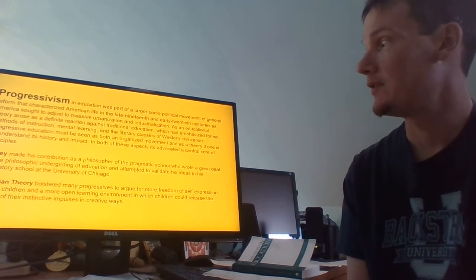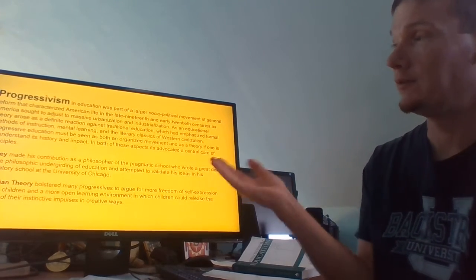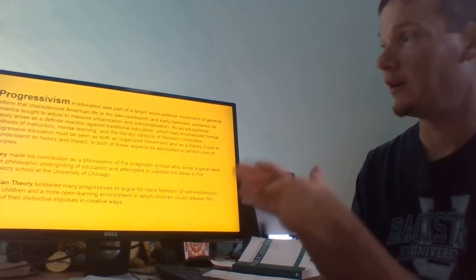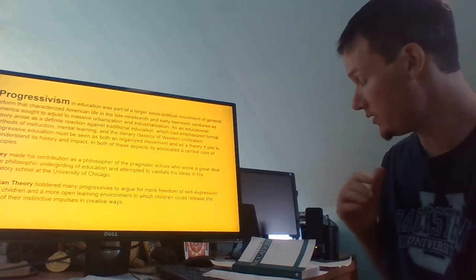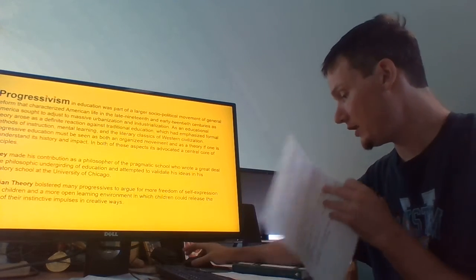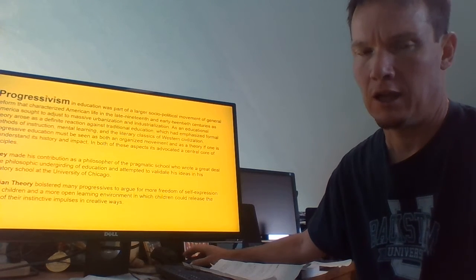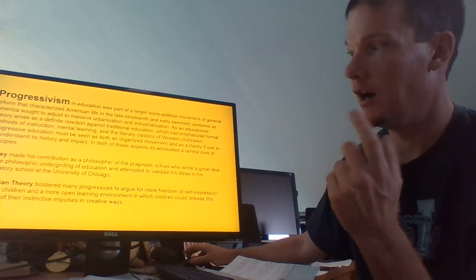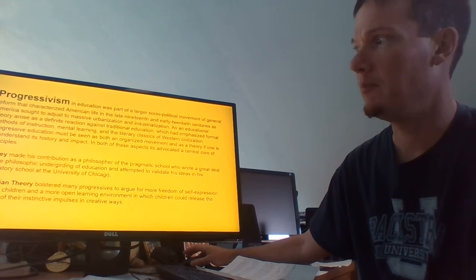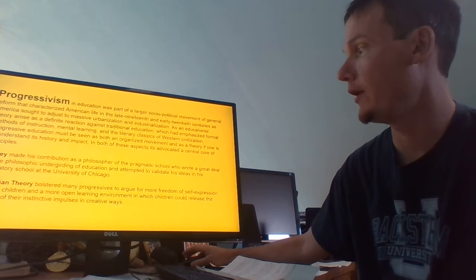In both of these aspects, it advocated a central core of principles. So it's not my page with the heroes, but just quick things. So 3 people that were big influences were John Dewey, Sigmund Freud, and Jean-Jacques, something French.